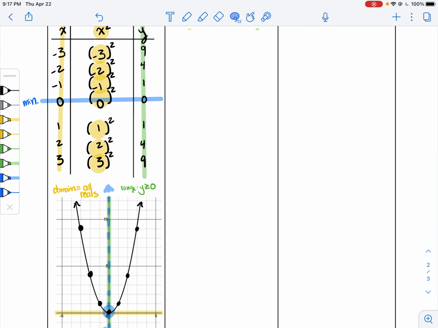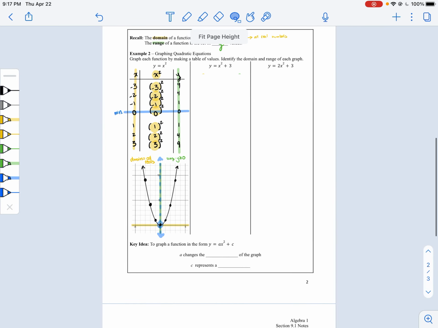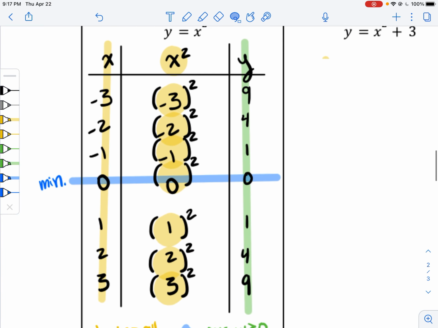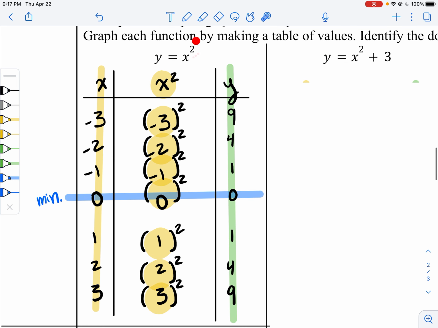So that's so fun. Okay, cool. XY tables are great because they will work for every single function rule ever in the history of all time, but they take quite a long time. So I'm going to show you a shortcut.